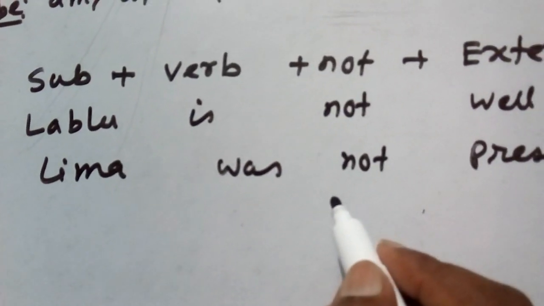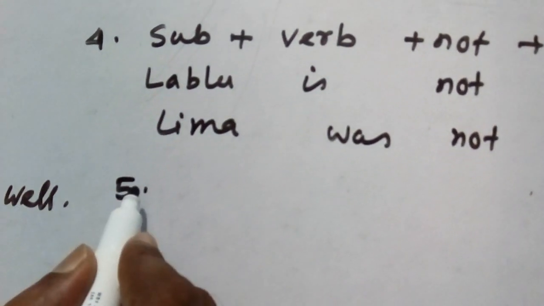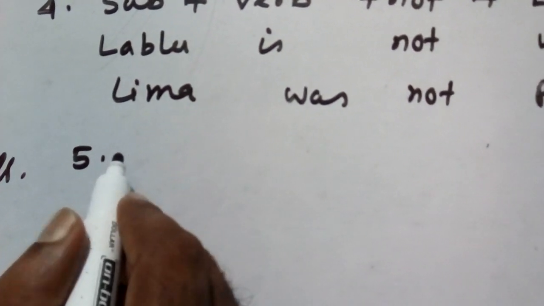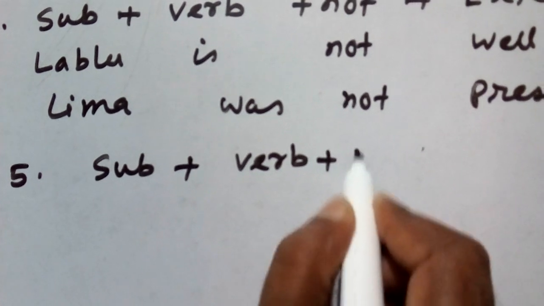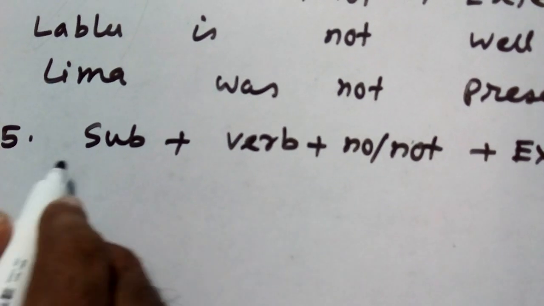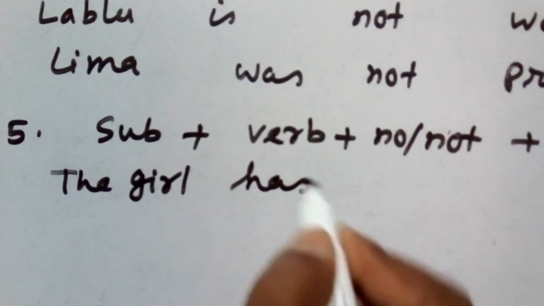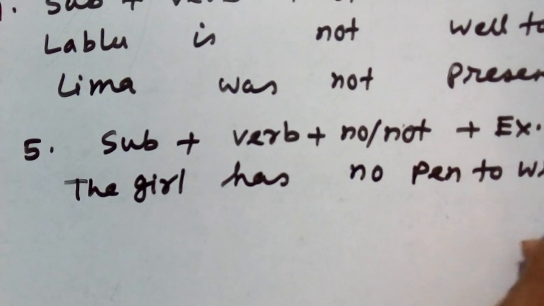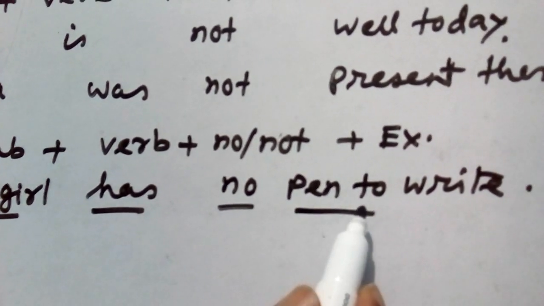So here, the structure of a negative sentence with only the to be verb must be made exactly this way. And in number 5, if we write down the to be verb, or if we use the to have verb, then we will follow the same structure. Here verb plus no or not plus extension. If we write, the girl has no pen to write. Here the girl is the subject, has is the to have verb, and no plus that extension.